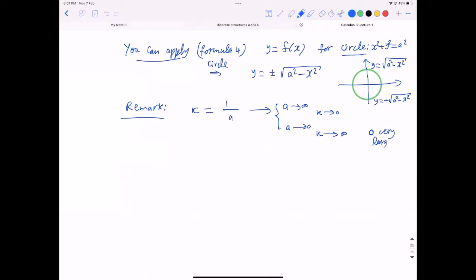kappa, very large curvature. Imagine that you are driving along a very tiny circle. This will be very difficult because of this huge curvature. If you are moving along a very large circle, large circle, large circle, like this one, it tends to seem like a straight line. So you don't feel the curvature. Got it? Yes. Okay.